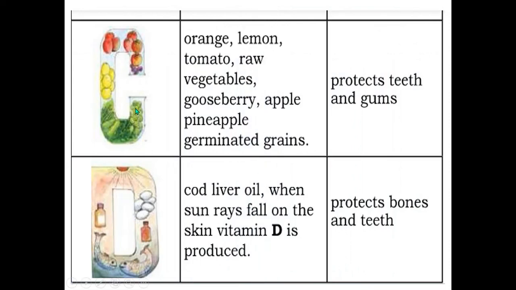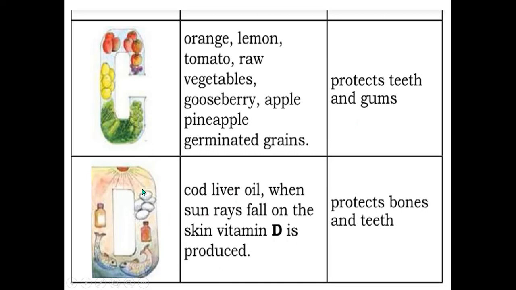Now vitamin C. So food items containing vitamin C are orange, lemon, tomato, raw vegetables, gooseberry, apple, pineapple, germinated seeds. Okay, so fruits such as orange, lemon, then vegetables and tomato, gooseberry, apple, pineapple, then germinated grains contain vitamin C. So vitamin C protects teeth and gums. Okay, so we should have vitamin C in our food because it protects our teeth and gums.